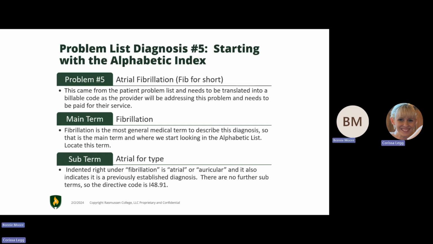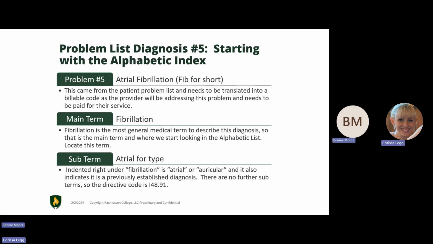Okay, hang in there. We're almost there. We have 2 more diagnosis codes to find, and these aren't too difficult. So let's look at problem list diagnosis number 5. Again, we're going to start in the alphabetic index.